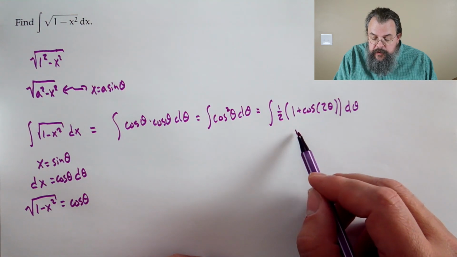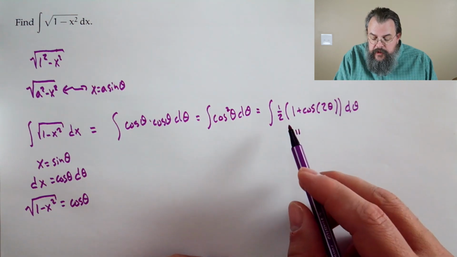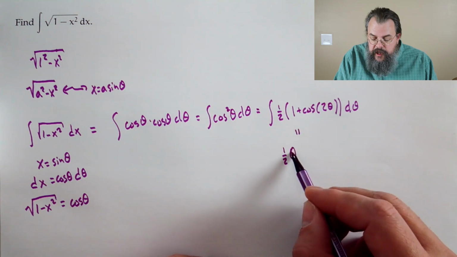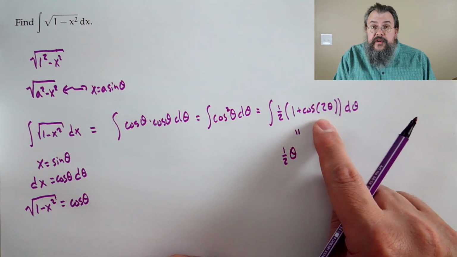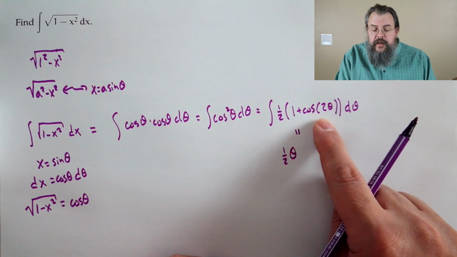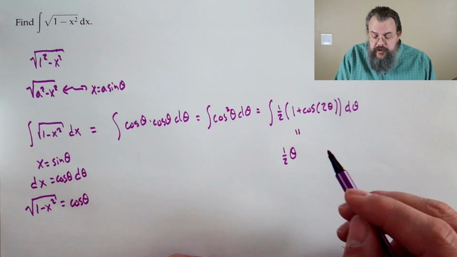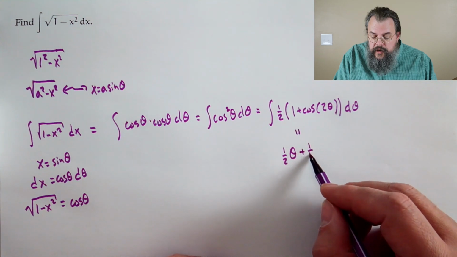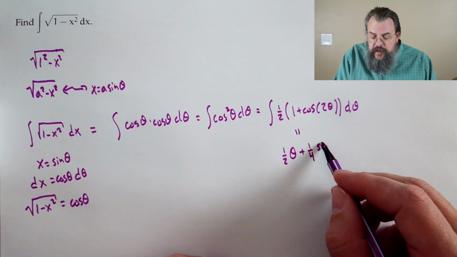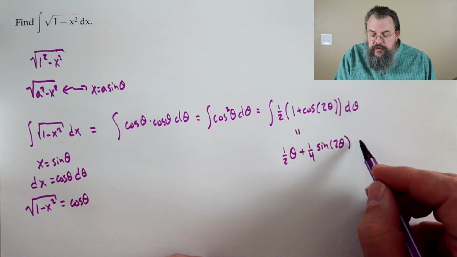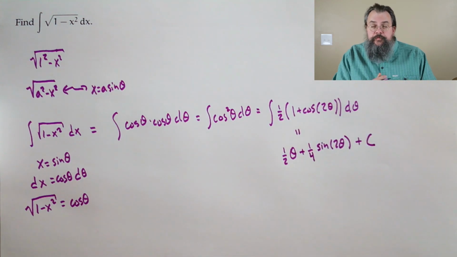So what does this become? So it's 1/2, integral of that is 1/2 theta. And then the integral of cosine is positive sine. There's already a half, but because of the 2 on the inside, we're going to bring another half down. So that'll be 1/4 sine 2 theta, and then of course plus c.